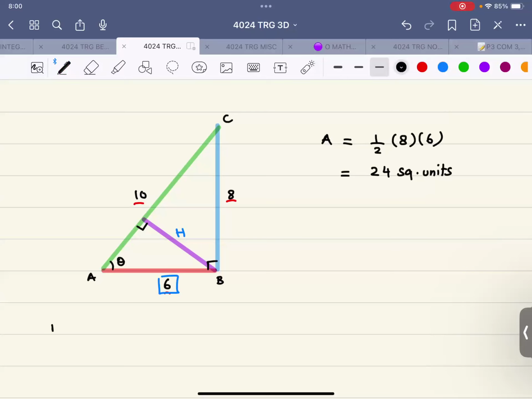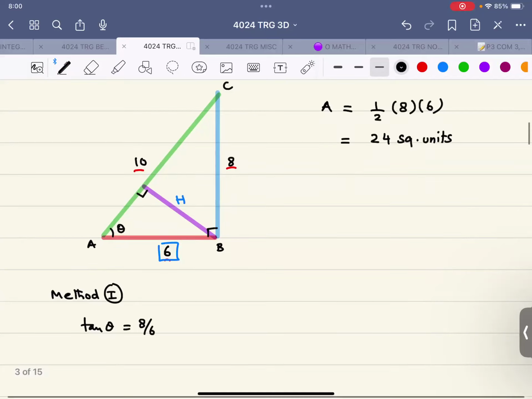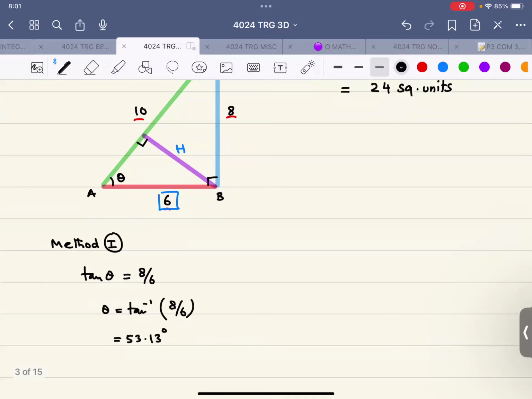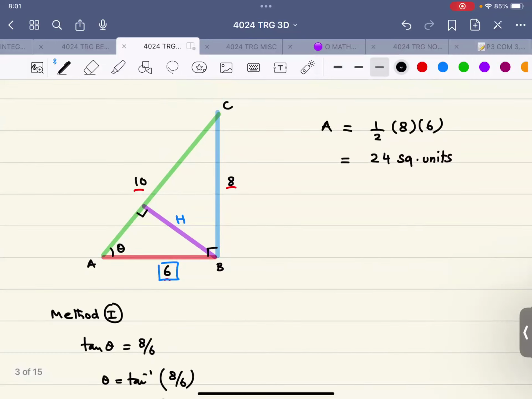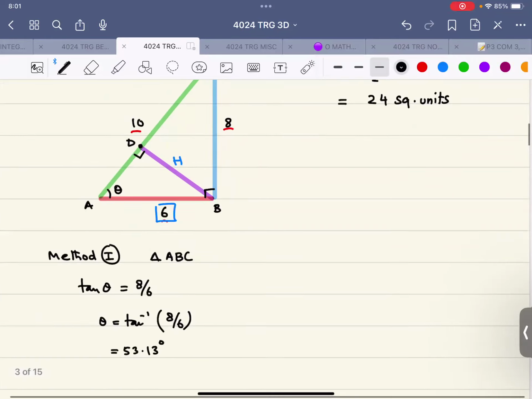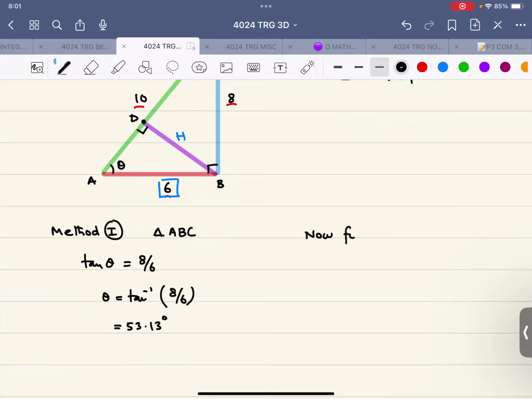So first of all, method 1. Let me find tangent of theta equals 8 over 6. Therefore, theta is tangent inverse of 8 over 6. That comes out to be 53.13 degrees. You can double check. Now, if I focus on this triangle ABC, and let me label this point as D. So this is based upon the big triangle, which is ABC. Now, focus on which triangle? That is ABD.